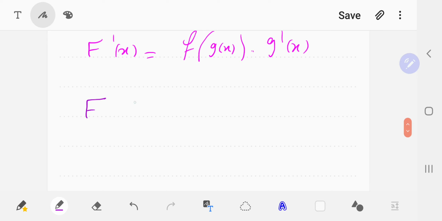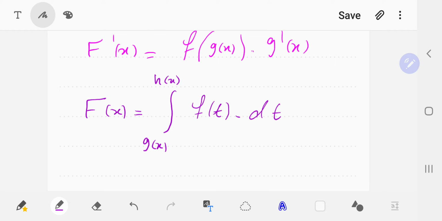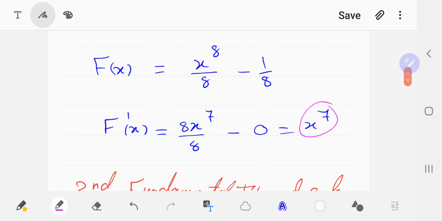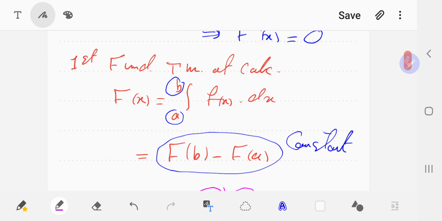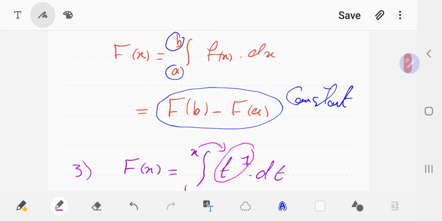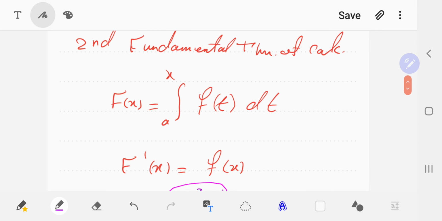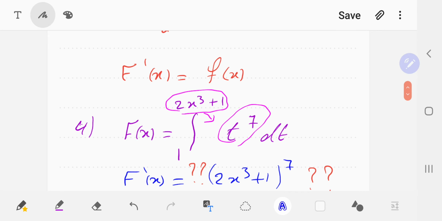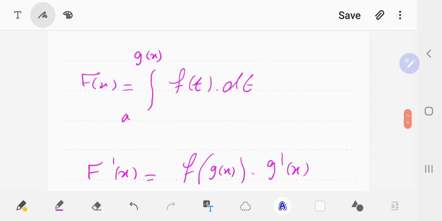What if capital F of x was equal to integration from g of x to h of x, from a function to another function of f of t dt? What do you think? What would that be equal to? Let me take you back to the first fundamental theory of calculus. What did we do? We substituted b and then substituted a. So what do you expect if you combine the first fundamental theory of calculus with the first and second, with this general form?